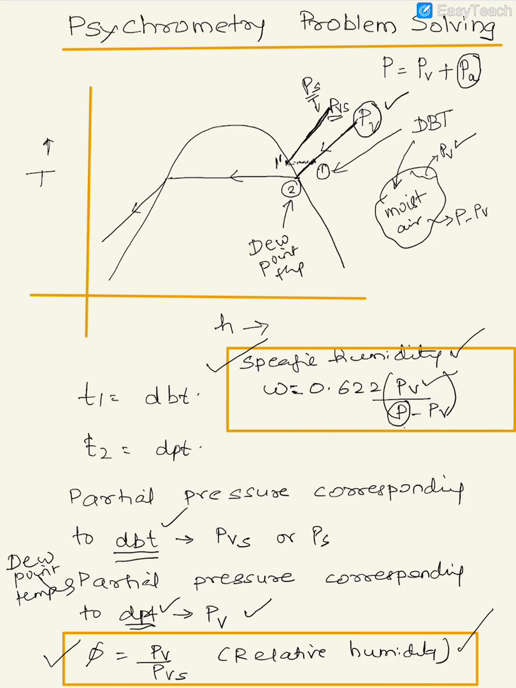So in the problem, generally dry bulb temperature would be given and dew point temperature would be given, and if they are given, then you can find PVS or PS and PV, and the ratio of the two would give you the relative humidity. Similarly, you know the total pressure, you know PV, then you can find the specific humidity.